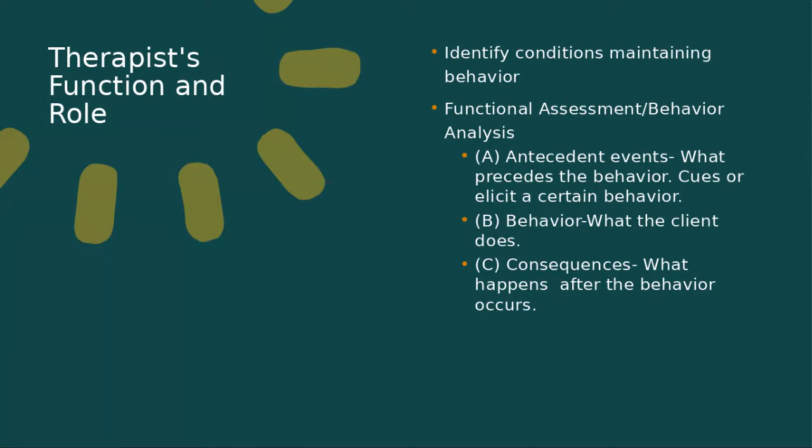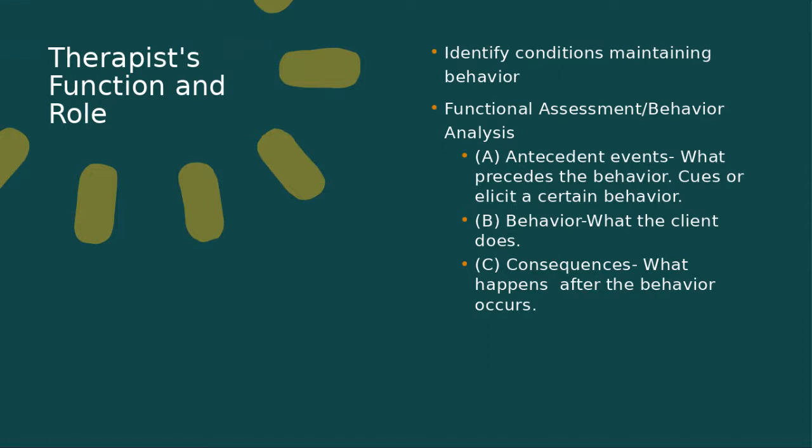And this is identifying the events that occur before the behavior that contribute to the behavior. The behavior is then clearly described, and then the consequences that can be influencing that behavior. So A influences B, which then results in C. The A part of this ABC process are antecedent events. These are things that precede, that come before the behavior, and these antecedent events cue or elicit the behavior.